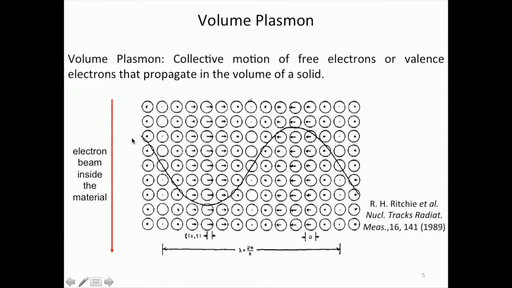So what happens is that if you have an electron beam here, this red arrow, inside the material, you're going to create an electric field that is going to act on the electron cloud. So here he represents the electron cloud displacement, epsilon. And what constitutes the volume plasmon is basically a polarization wave that propagates throughout the bulk of the material. And here he also represents the wavelength of this volume plasmon right here.